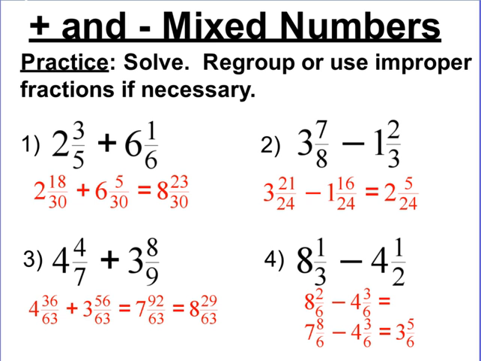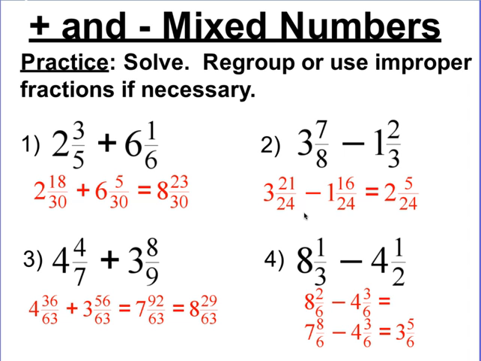All right, so here are your answers. Okay? In each problem, I found a common denominator. In problems 3 and 4, there was either regrouping or borrowing to do. So for problem 1, it's fairly straightforward. You find 30 as your common denominator. You adjust your numerator. So here we multiply by 6. Here we multiply by 5. And you add. 2 plus 6 is 8. 18 plus 5 is 23. Denominator stays the same.